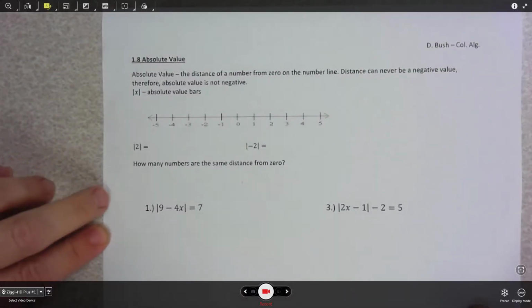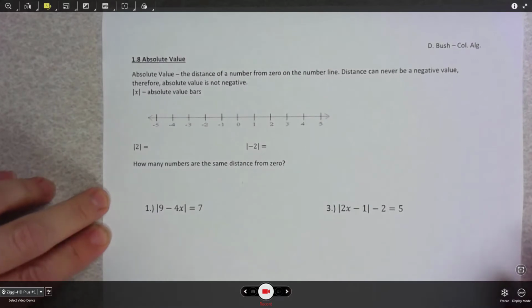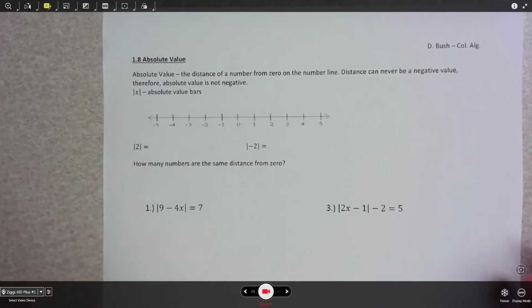This video will cover section 1.8 on absolute value. To be able to work absolute value equations, you first need to understand what it means when we say absolute value. A lot of you will say it always has to be positive, but then we want to know why does it always have to be positive.